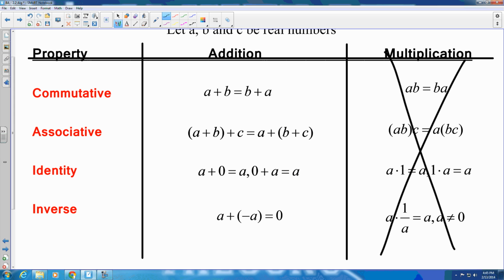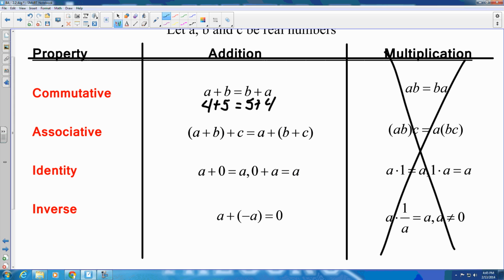The general statement is if you have a value a plus b, it's the same thing as saying b plus a. So say I had 4 plus 5. That's the same thing as writing 5 plus 4. Both of those results will be 9. So because of the commutative property, that holds true. The next thing is the associative property.